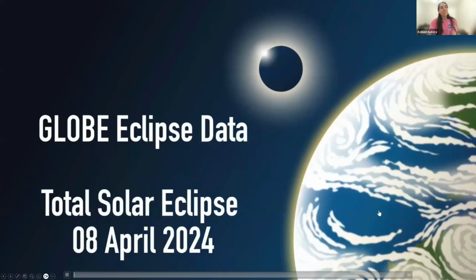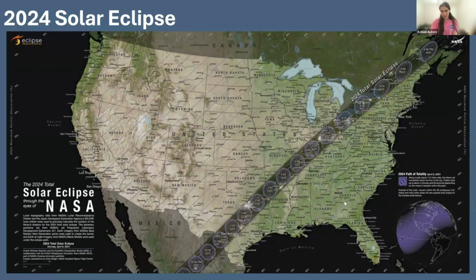Now, on to some of the research that I did for the 2024 solar eclipse. Again, this is the NASA path here. So hopefully you were close to it or you got to see it online, especially if you were in a cloudy area like I was.